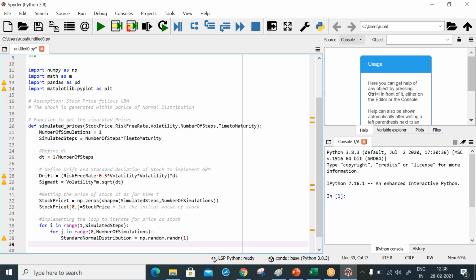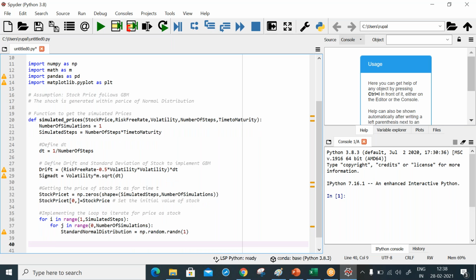Okay, so basically, as I told you yesterday, it is a benefit of doing coding in Python that you get all the libraries. The numpy library already includes the standard normal distribution that you want to implement. Clearly, for each, we are going to do this.